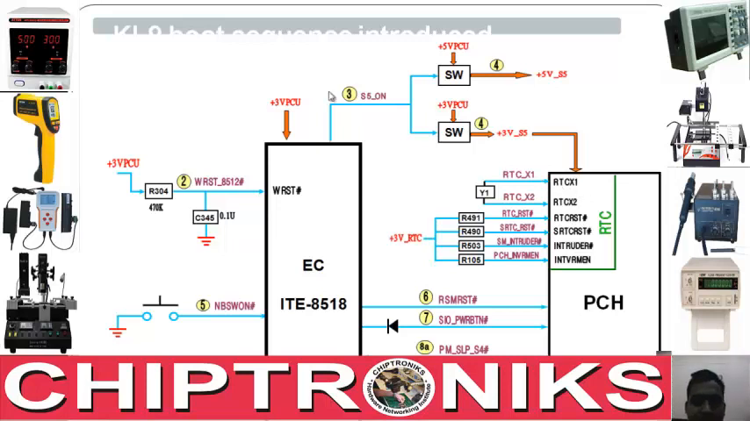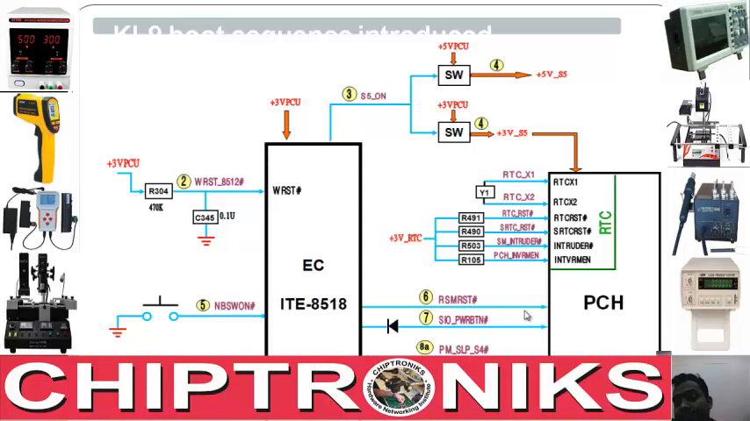When we press the power button, it will generate an NBSWON, right? Or in some schematics you'll find a different name. The power button signal is there. This is the fifth step, and after receiving this NBSWON signal, the EC, the embedded controller inside this IO controller, will generate a signal RSMRST. The full form of RSMRST is resume reset, and I will go into details when I cover the IO controller.